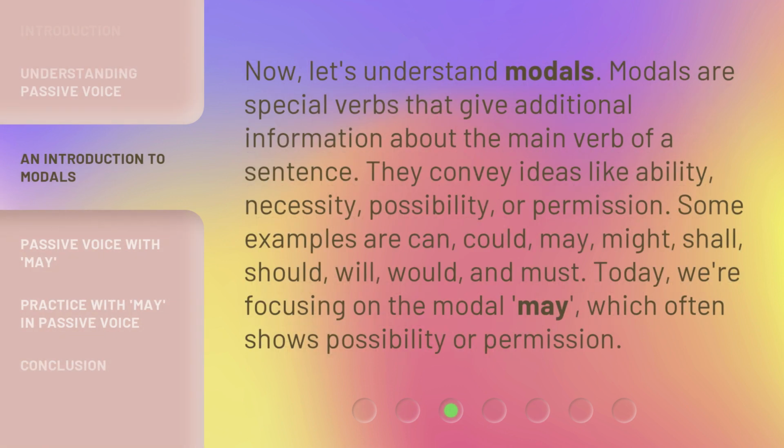Now, let's understand modals. Modals are special verbs that give additional information about the main verb of a sentence. They convey ideas like ability, necessity, possibility, or permission. Some examples are can, could, may, might, shall, should, will, would, and must. Today, we're focusing on the modal may, which often shows possibility or permission.